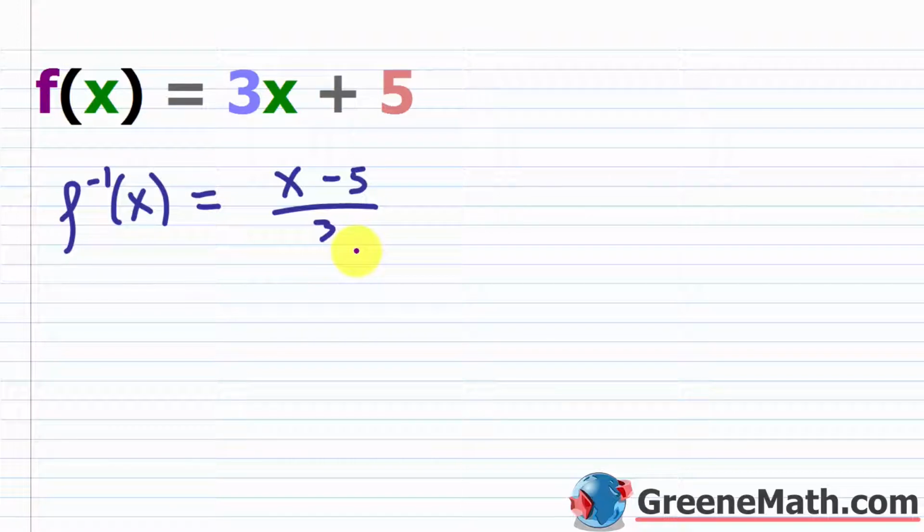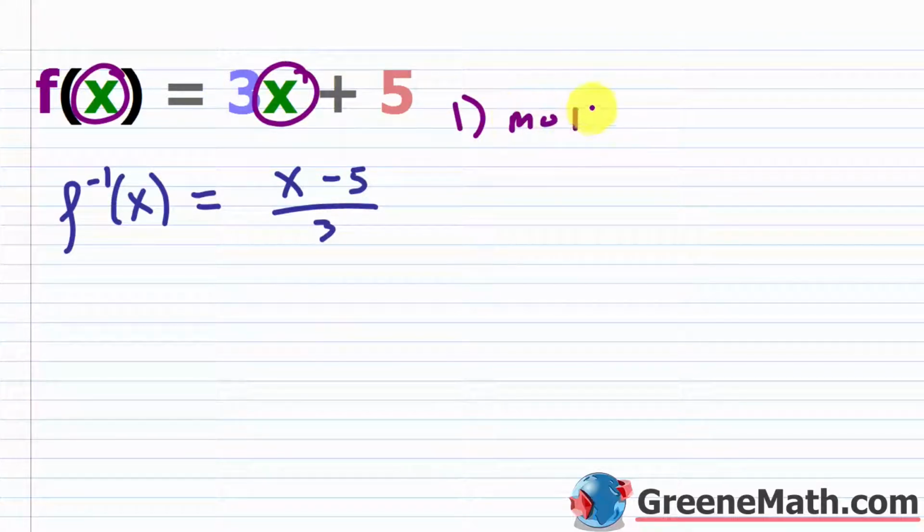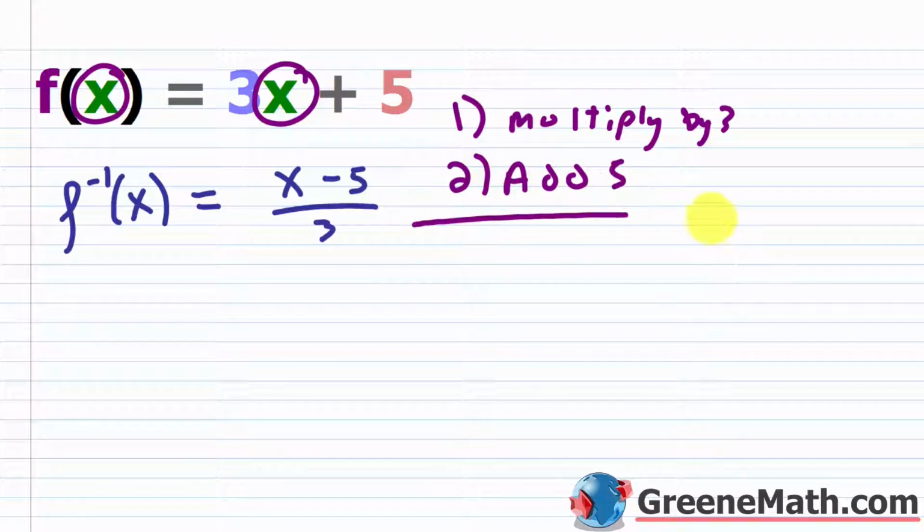Now, let's think about this for a moment and see how these guys reverse each other. If I think about what f of x does, if I plug something in here for x, what happens to it? We multiply by 3. So step 1 is we multiply by 3. And then what do we do in step 2? We add 5. Okay, so that's the first one.